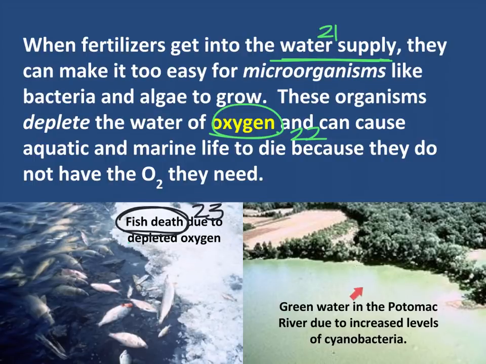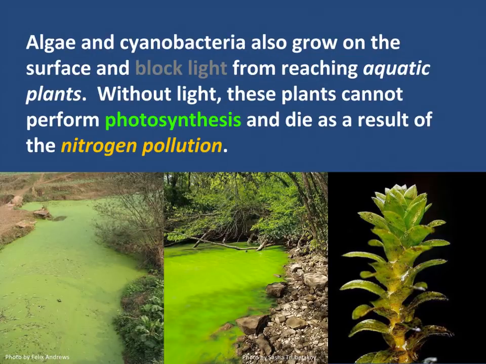So in this picture right here to the right, this is green water in the Potomac River due to increased levels of cyanobacteria. So with all this fertilizer in the water supply, it's causing these little bacteria to grow in the water. As you can see here, causing the water to look green, which is not good. Like I just said, algae and cyanobacteria also grow on the surface and block light from reaching aquatic plants. Without light, these plants cannot perform photosynthesis and die as a result of the nitrogen pollution.